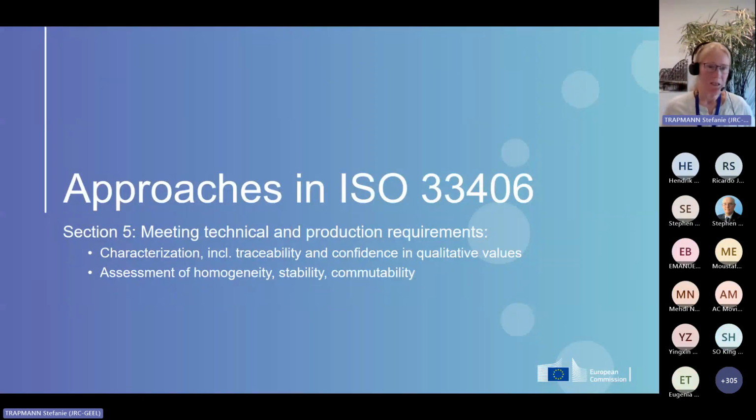When we look at the ISO 33406 document, certainly the most important part is section 5, meeting technical and production requirements. Here, characterization studies, including traceability and confidence in qualitative values, are explained. And we have also the parts on assessing homogeneity, stability, and commutability.